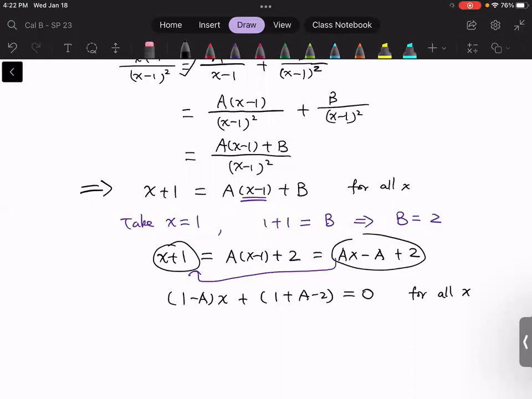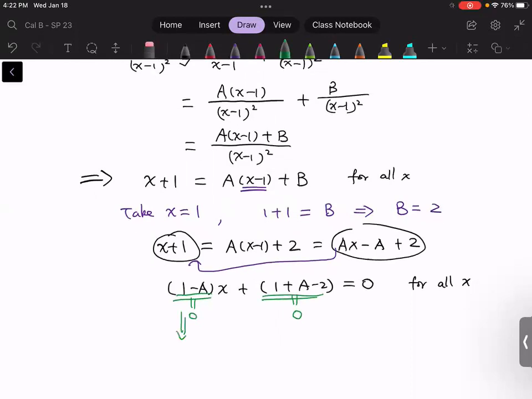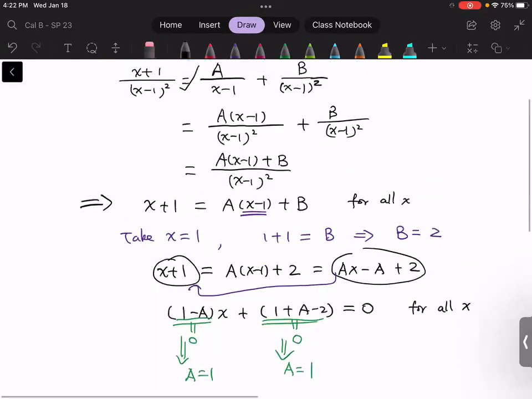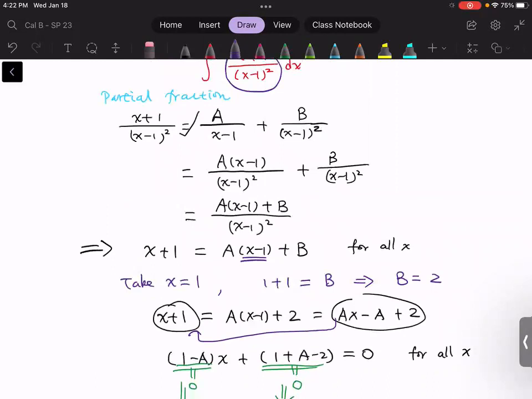Because the left-hand side is equal to 0, it forces the coefficient of x to equal 0 and the constant term to equal 0. We have two equations here, only one unknown. The first one tells us that a equals 1. What about the second? The same thing, which means they are consistent. Now we only need to combine these: a equal to 1, b equal to 2.